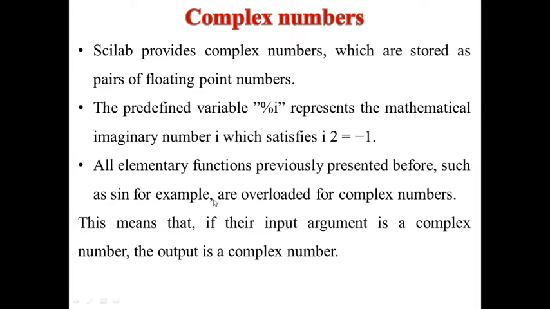So what do you understand from this? A complex number is going to be stored as a pair of floating point numbers, which will be defined using this %i. By using this symbol, the complex number is going to be defined. For example, we have used sine. So that is a complex number, where the input argument will be a complex number and the output will also be a complex number. Clear?